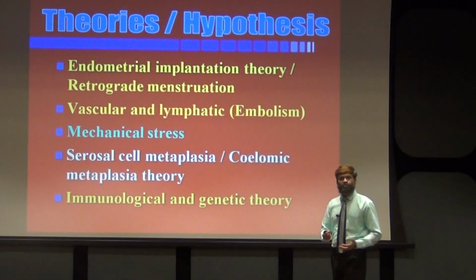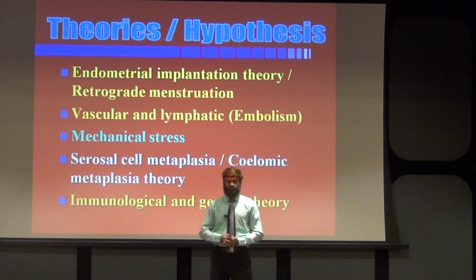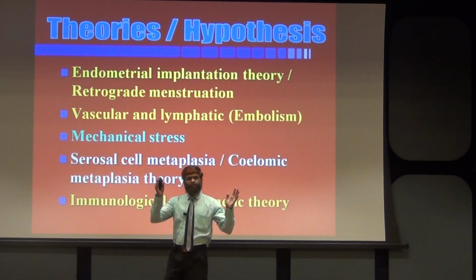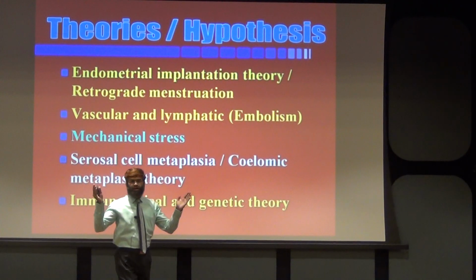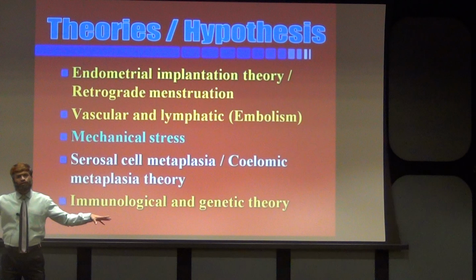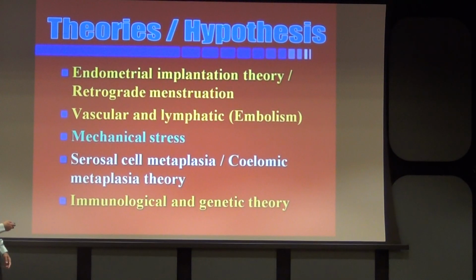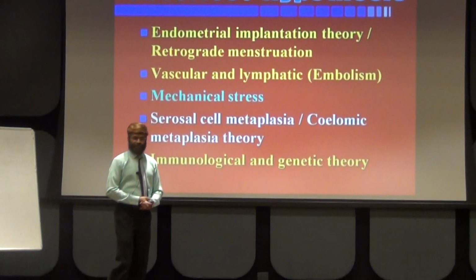Now what do you mean by retrograde? Retrograde means backward. So the bleeding may not move out of the genital tract and may go backward into the fallopian tubes, or may go out from the fimbria into the peritoneal cavity. So first is the endometrial implantation theory or retrograde menstruation. Second is the vascular or lymphatic theory, which is also called the embolism theory.